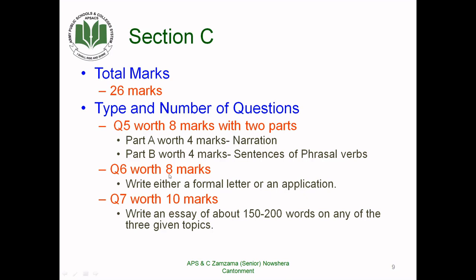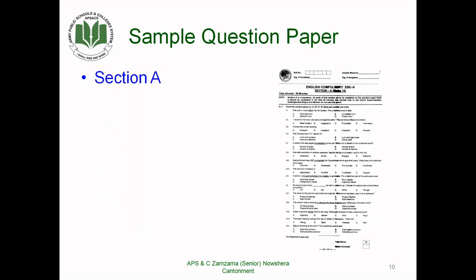Question number 6 is worth 8 marks. You have to write either a formal letter or an application. Question number 7 is worth 10 marks. You have to write an essay of about 150 to 200 words on any one of the given 3 topics. That is all about our paper pattern. Now let us come to the sample question paper.